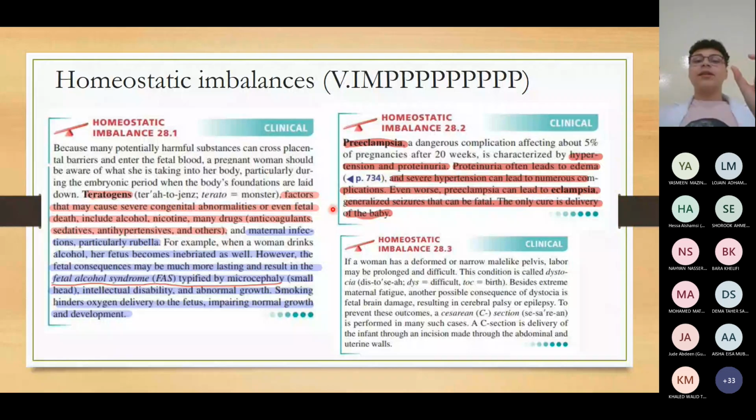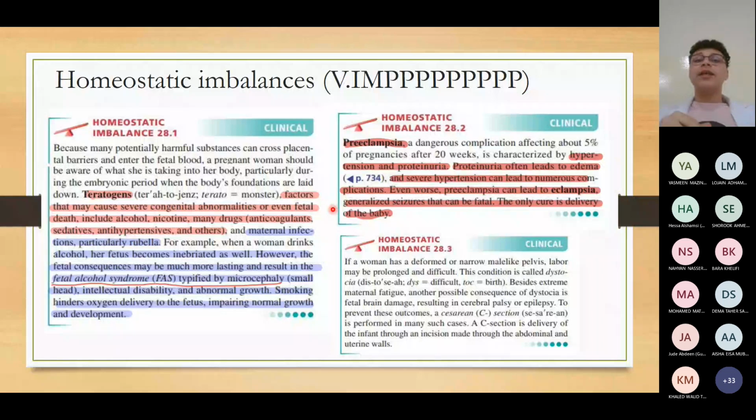Okay, so this is a characteristic of preeclampsia, and it's a very dangerous complication in pregnant women. So whenever they find that a woman has preeclampsia, they have to act. Usually they discover it by week 20. So they need to act because it can affect the baby.